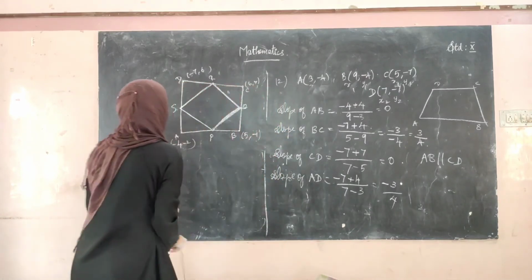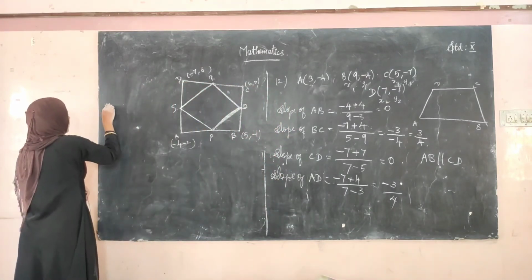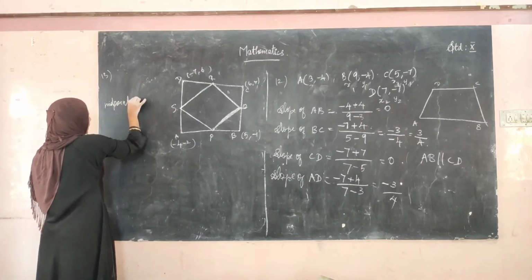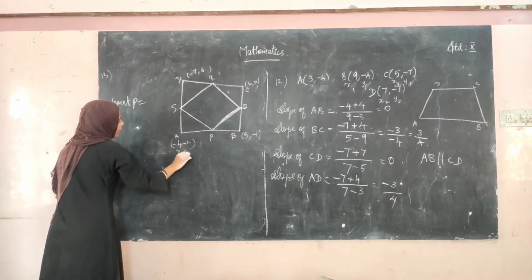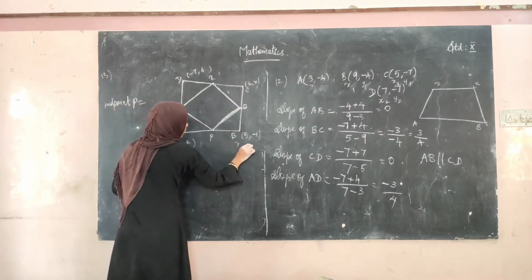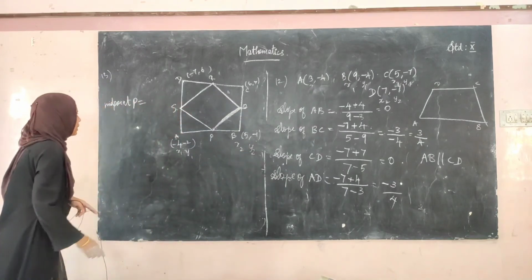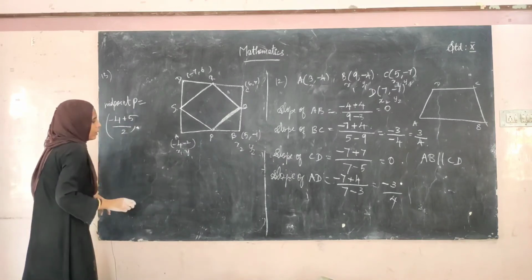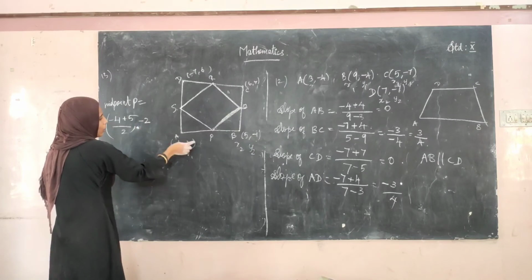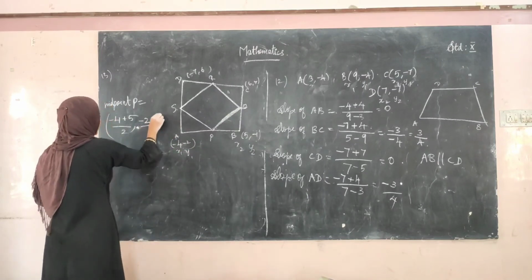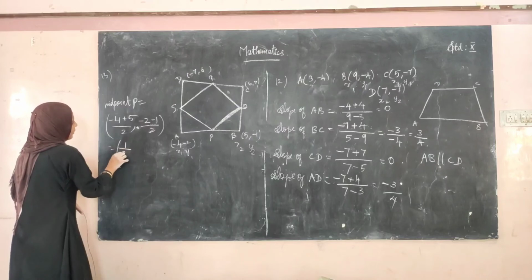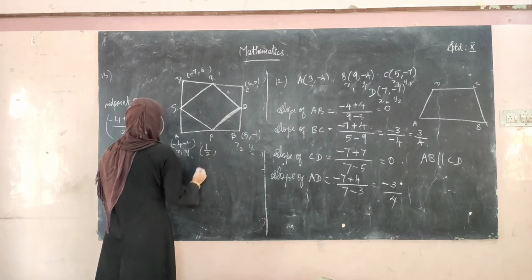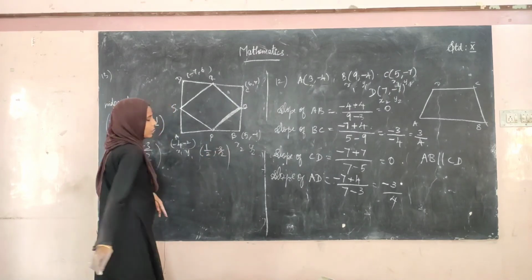So how can you find the midpoints? Midpoint P can be given as x1, y1, x2, y2. So x1 plus x2 is minus 4 plus 5 divided by 2 comma y1 plus y2. y1 is minus 2, y2 is minus 1, divided by 2, which is equal to 5 minus 4 is 1 divided by 2 comma minus 3 divided by 2. So this point is 1 divided by 2 comma minus 3 divided by 2.